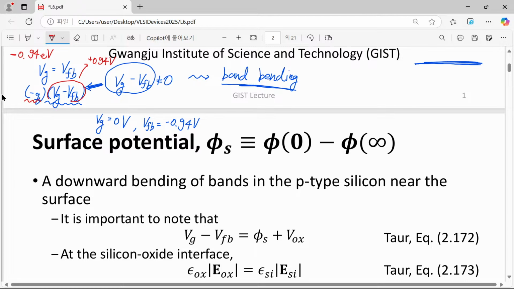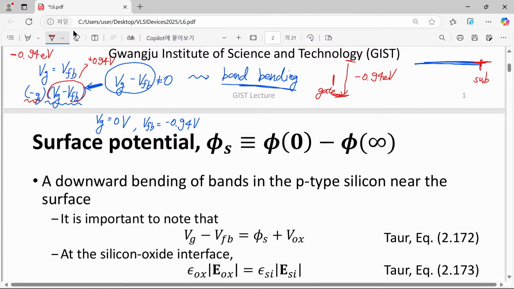So it means that if this is our silicon substrate, and here we have the gate terminal, then the overall band bending corresponds to minus 0.94 eV. Yes, so that was our value. Let's say that the difference between here and there is minus 0.94 eV.